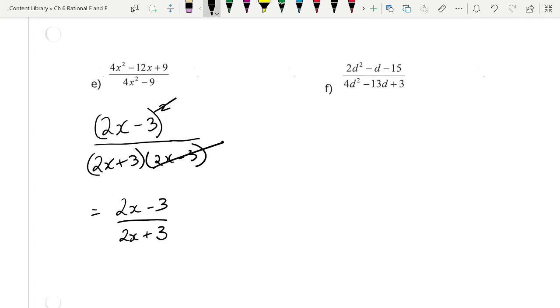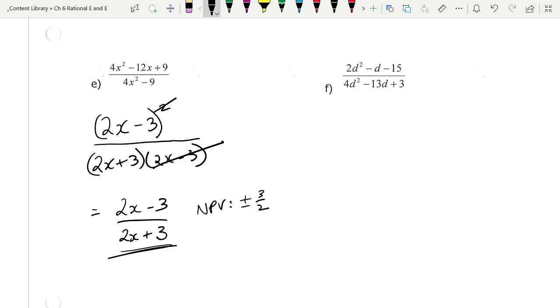Ooh, could I make that a 1 if I factored a negative out of the top like I did on the last question? And the answer is no, because if you factored a negative 1 out of the top, sure, you'd get a plus 3, but you'd also get a minus 2x. So it wouldn't be the same binomial. So no, that's as simple as that one gets. That's my answer, as long as I avoid what? Plus or minus 3 halves. Correct.